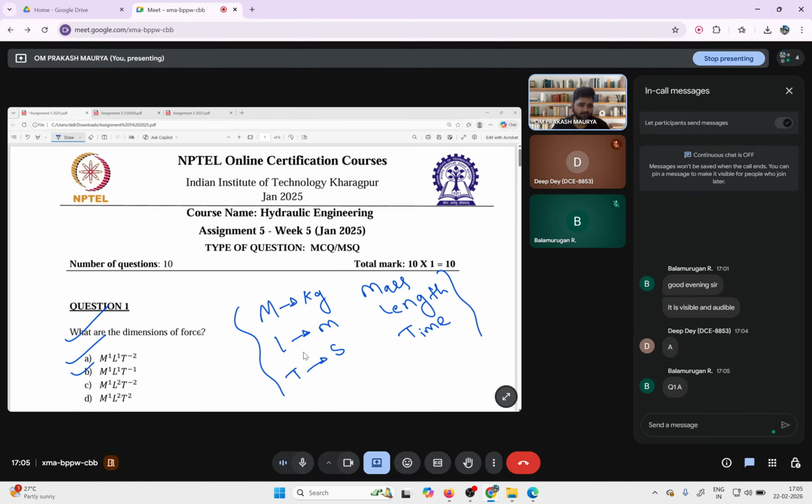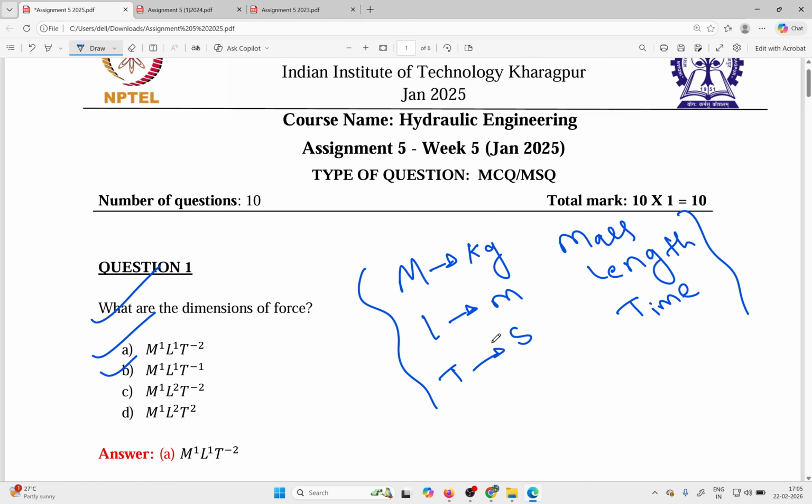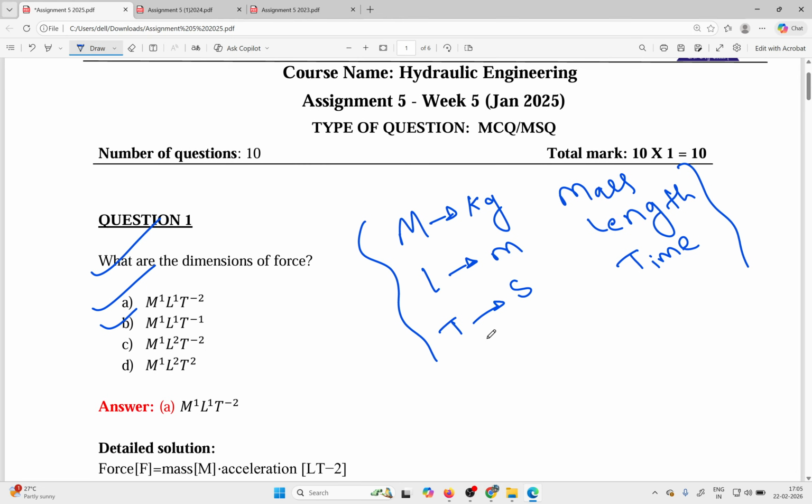For question 1, you are telling option A is correct: M1 L1 T to the power minus 2. That is fine. Deep is also telling option A. That is very nice. So how is it correct actually? Yes, option A is correct. Let me explain, maybe for other students, very briefly.